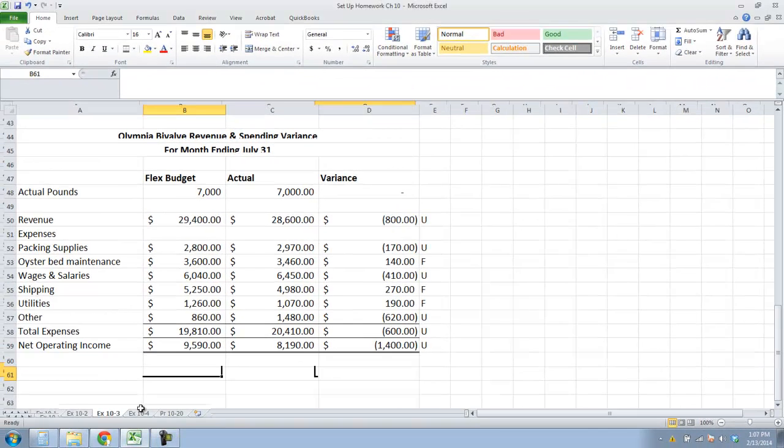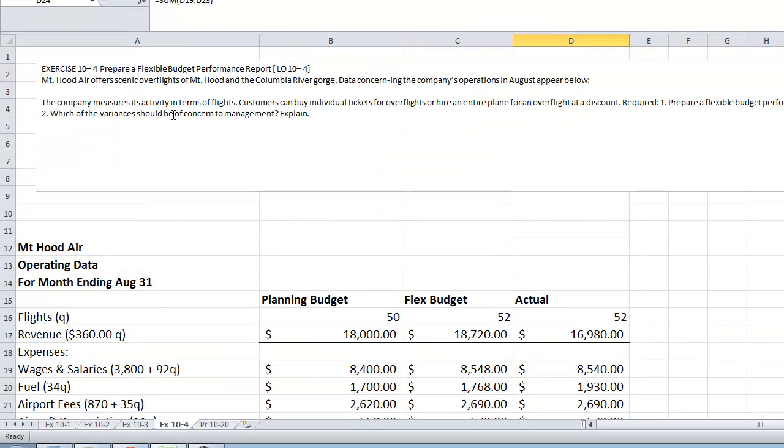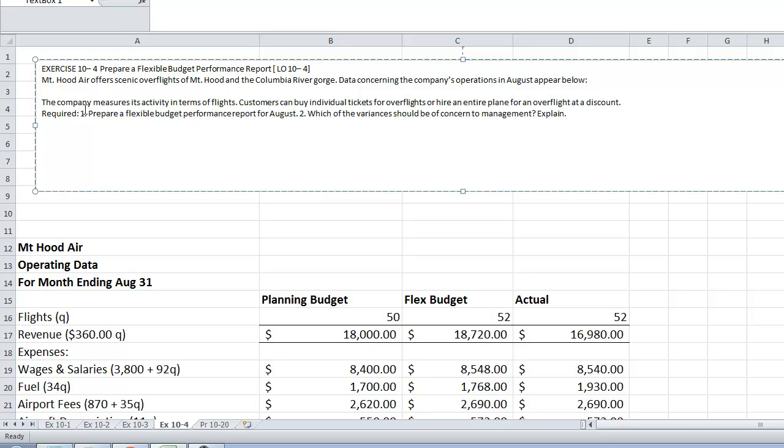We're going to move on to exercise 10-4. This is preparing a flex budget performance report. Mount Hood Air offers scenic overflights of Mount Hood and the Columbia Ridge Gorge. Data concerning the company's operations in August appear below. The company measures its activity in terms of flights. Customers can buy individual tickets for overflights or hire an entire plane for the overflight at a discounted rate. Required. Prepare a flex budget for the report for August.